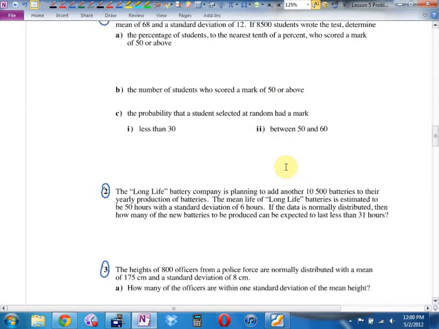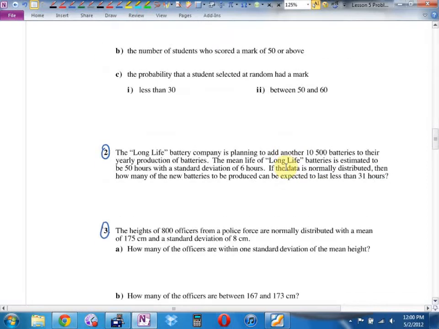Questions from the homework. Okay, so Kiara, number 2. These are the kinds of questions you're going to get on your test, but these are a little bit nastier in that there's lots of numbers. We have to kind of figure out what's going on.